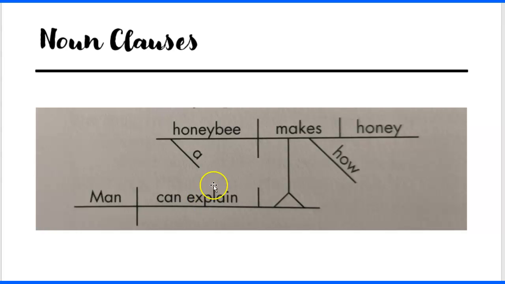Well, we look for the subject and verb. Who makes? The honeybee. What does the honeybee do? Makes. Honeybee makes what? Honey. If you can ask those questions, what does the honeybee do? Makes. Then you find the subject, and then you ask the what. Honeybee makes what? Honeybee makes honey.